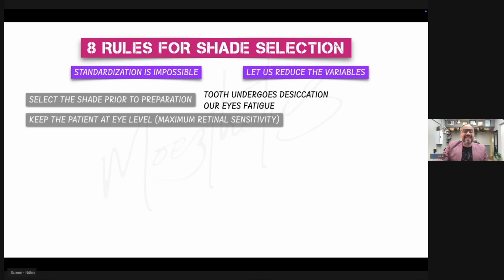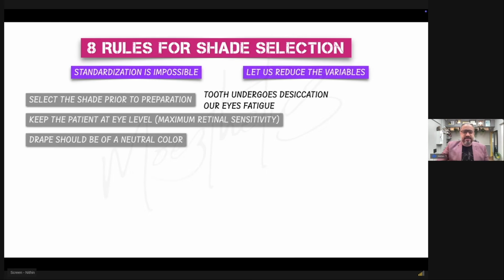The second rule, keep the patient at your eye level, because this keeps your retinal sensitivity at its peak and it keeps the rods in focus and not the cones. So please don't stand and have the patient seated when you're selecting the shade. Try to be seated yourself and keep the patient at the same eye level so that the most sensitive portion of your retina is what is used for shade selection.